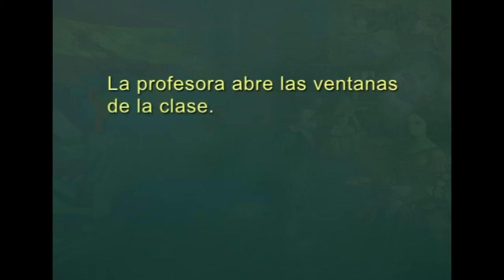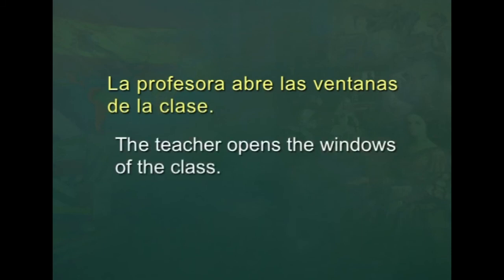Next sentence is la profesora abre las ventanas de la clase. Abrir is to open, and the word la profesora is teacher or professor. Third person singular subject. So, abre. The verb abrir is an IR ending verb, has the root or stem as abr, and the suffix for third person singular subject is e, abre. La profesora abre las ventanas de la clase. The professor or the teacher opens the windows of the class. La clase is the class. Las ventanas is the windows.